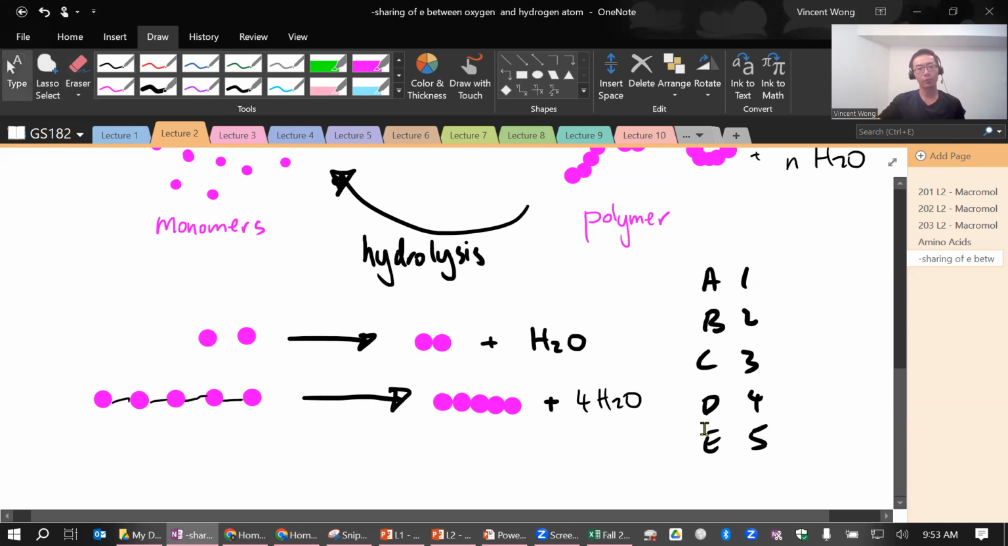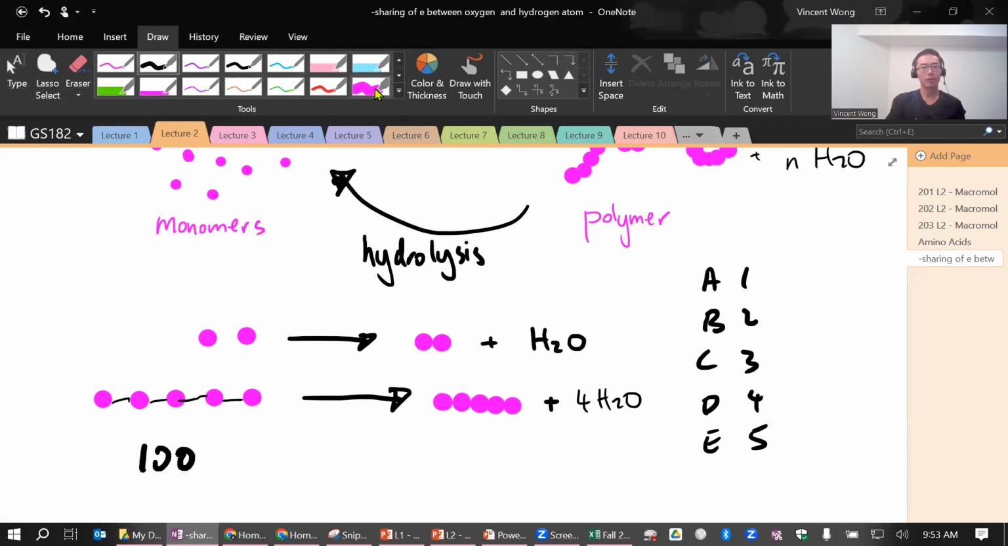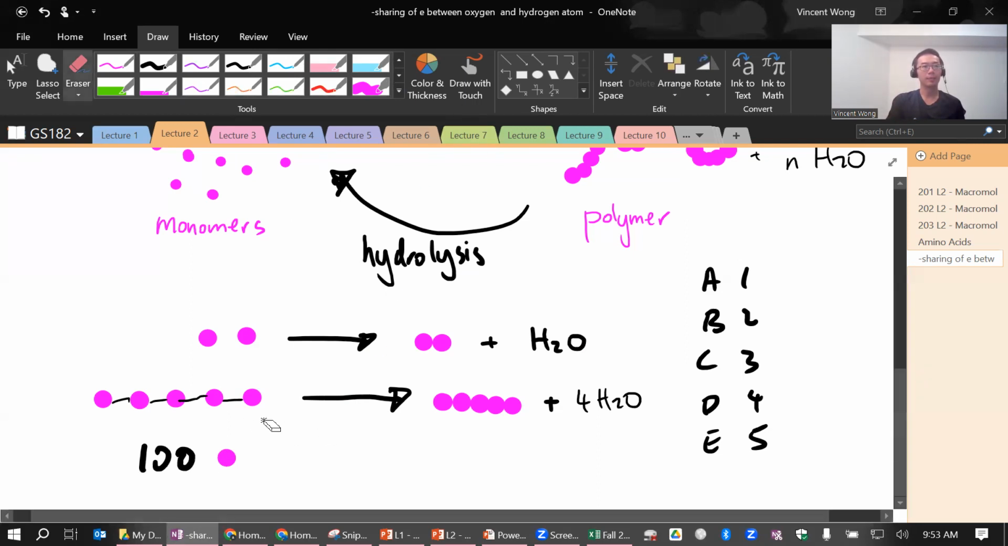For those of you who don't quite understand this, can you let me know what's confusing you? Ask a question, and I can help you out. Or is it clear now? What about 100 of them? How many water molecules? 99, right? It's just 1 less than the number of things you need to connect.